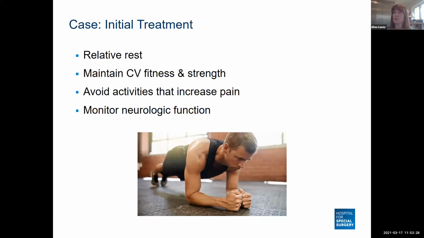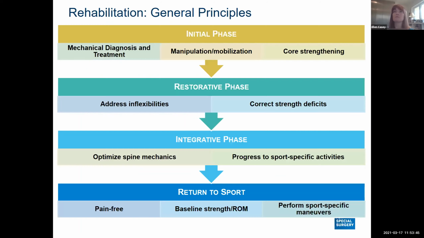He has a little bit of weakness that we want to monitor and not push through that. So you want to maintain, obviously, their cardiovascular fitness and strength as much as possible, really understanding that flexion doesn't feel good. So we're going to work in sort of that extension and neutral spine plane and monitor his neurologic function. So back to this overall scheme, we're going to start at this initial phase.